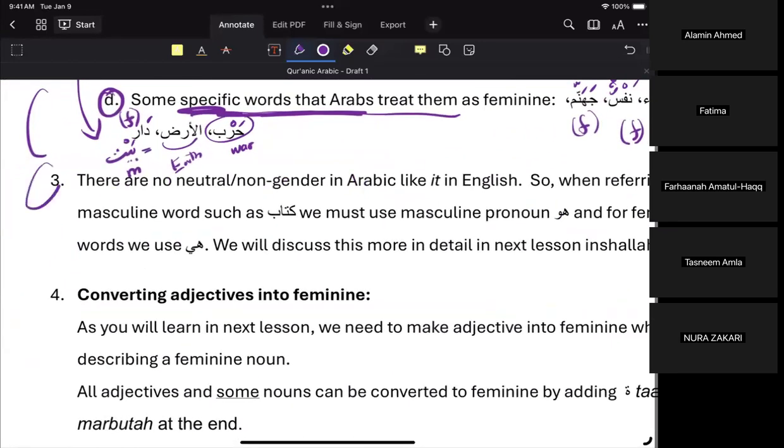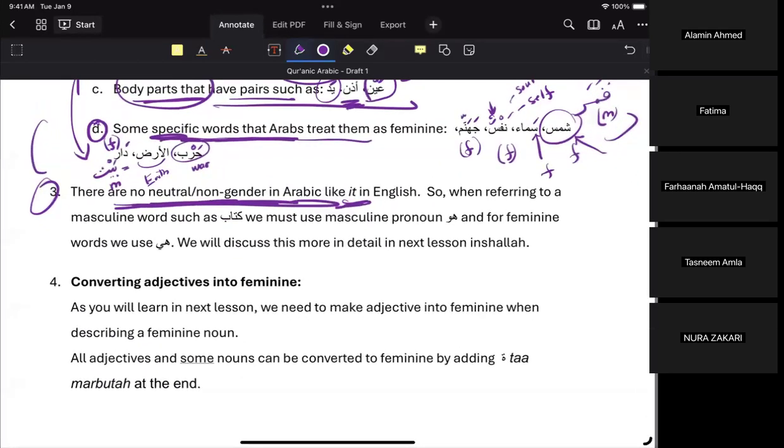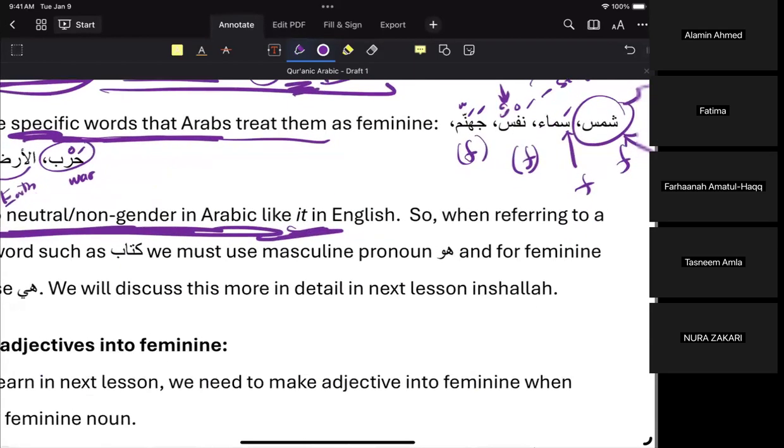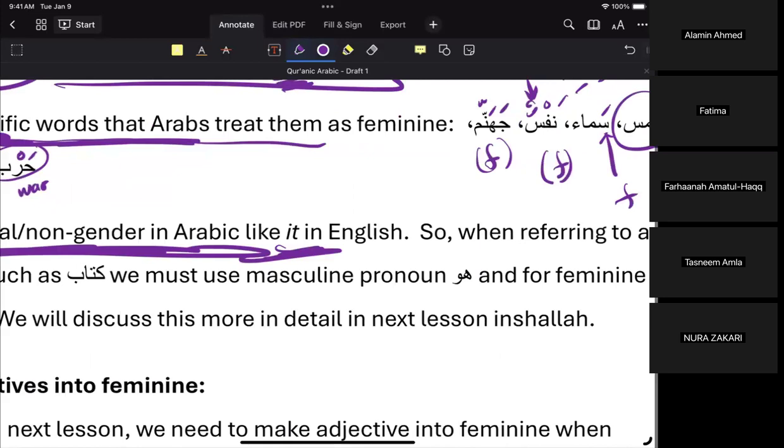Now, another thing to note is that in Arabic we don't have any neutral gender like "it". In English we have it. That's where the whole confusion came from, because when we talk about a book, in English we refer to it as "it", because in English we don't consider it to have any gender. But in Arabic we don't have it, so what do we do? It's very simple. Each of these words has a gender, so we will use that gender.